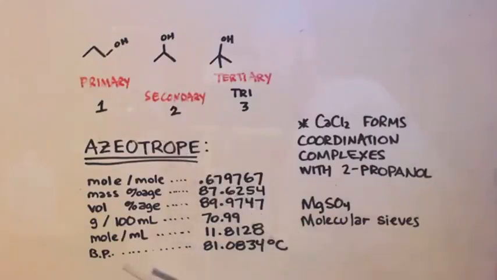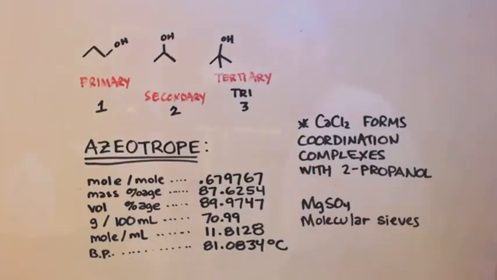Anyways, here's some facts about the azeotrope itself. The azeotrope is 91%. That's what they usually go by, volume, and they jack it up to 91 because it's so close. So you get 91%, but here's the mole per mole, mass percentage, volume percentage, gram per 100 mole, mole per milliliter, boiling point, just some facts about the azeotrope.